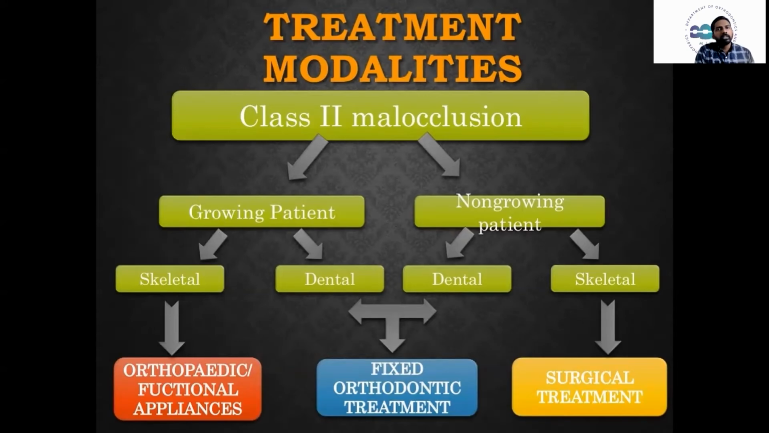That is the hardcore part, the management of this class 2 malocclusion. The treatment can be broadly divided into growing patients and non-growing patients. For growing patients, we can give growth modification approaches. If the patient is non-growing, we have only two options. The first one is camouflage orthodontic treatment. That is a fixed orthodontic treatment with or without extraction. And the other one is surgical treatment.